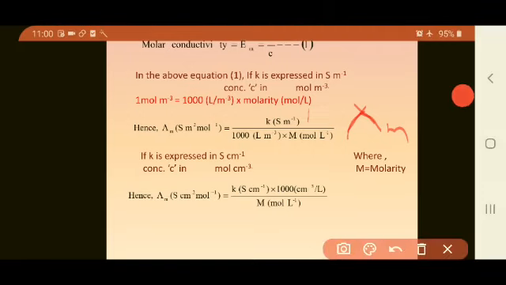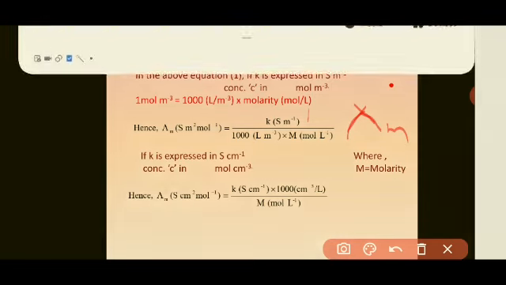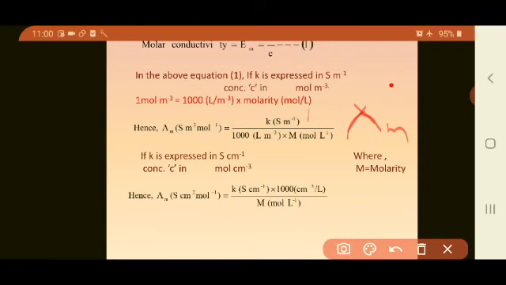Please take this symbol as lambda m. It should be lambda m. So lambda m is equal to K upon 1000 into M.